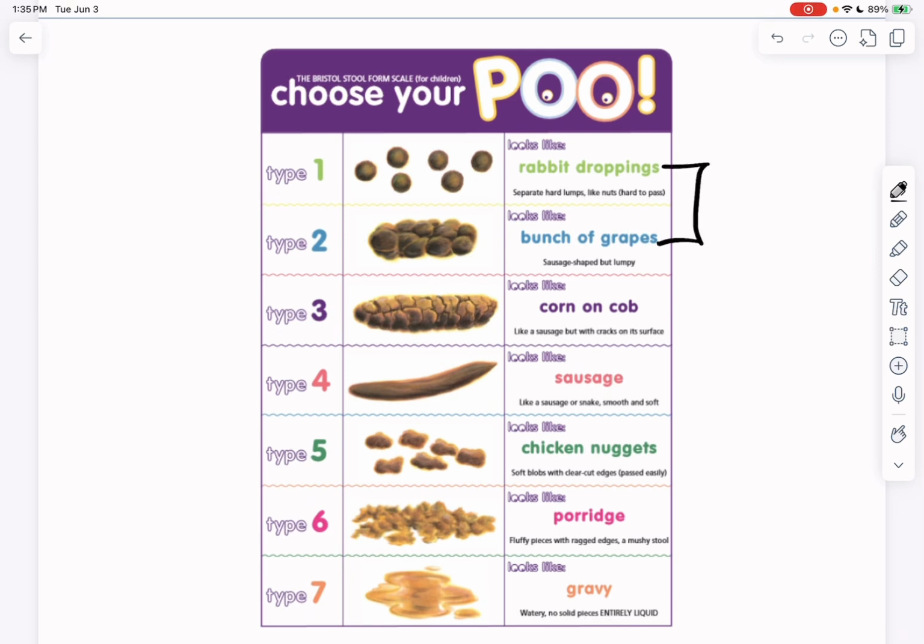Type 1 and type 2 are more on the constipation side of things. Type 3 and 4 are considered to be within the normal range of what a normal bowel movement looks like. 5 is sort of lack of fiber in diet. And then finally, 6 and 7 is more on the diarrhea side of things. So that's how we categorize bowel movements with this Bristol stool scale.